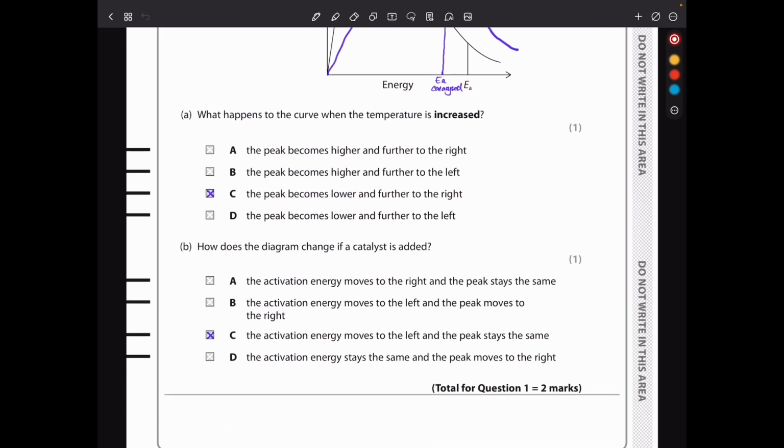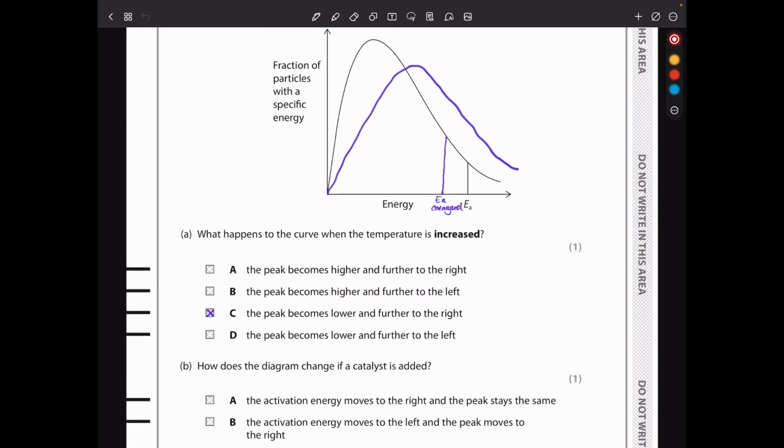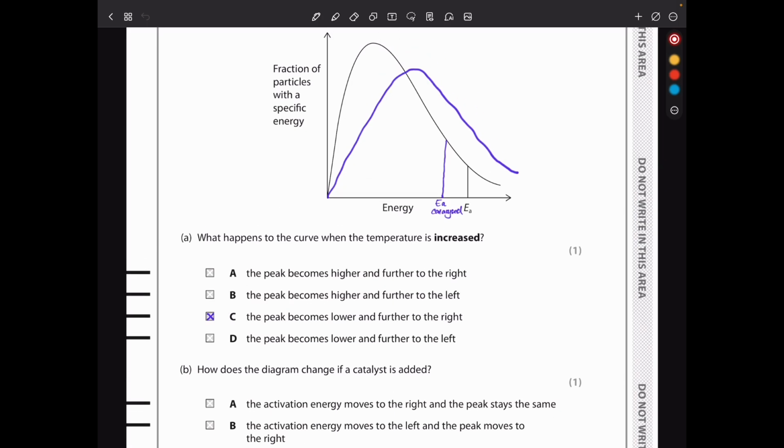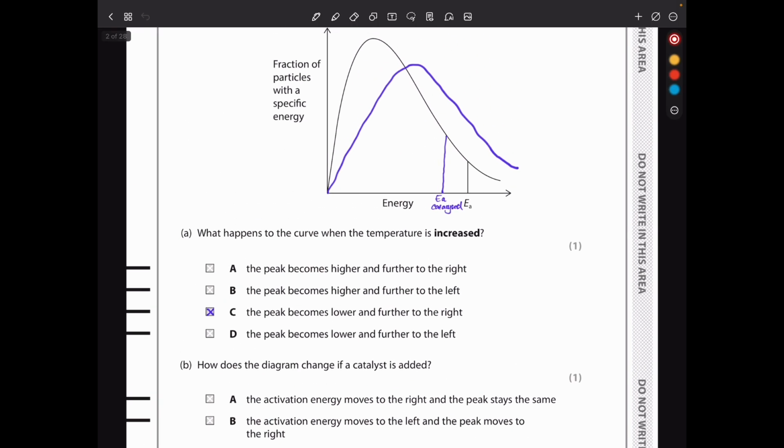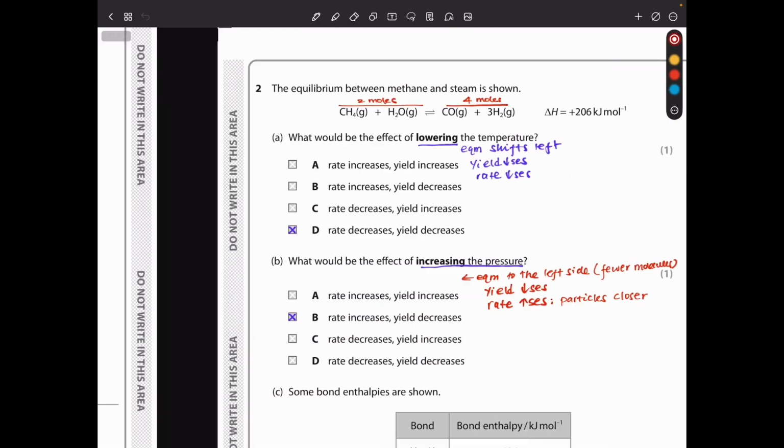Then they say how does the diagram change if a catalyst is added? Addition of a catalyst, of course, the activation energy is going to shift to the left. So here the activation energy moves to the left and the peak stays the same. Of course, the peak is not affected. So the answer is C.